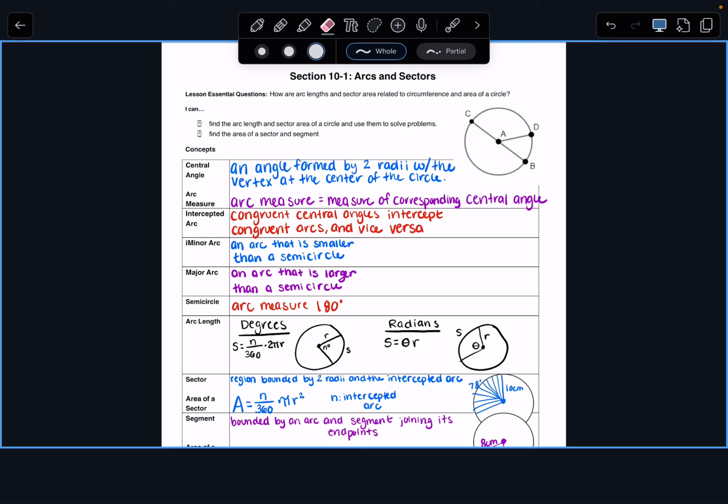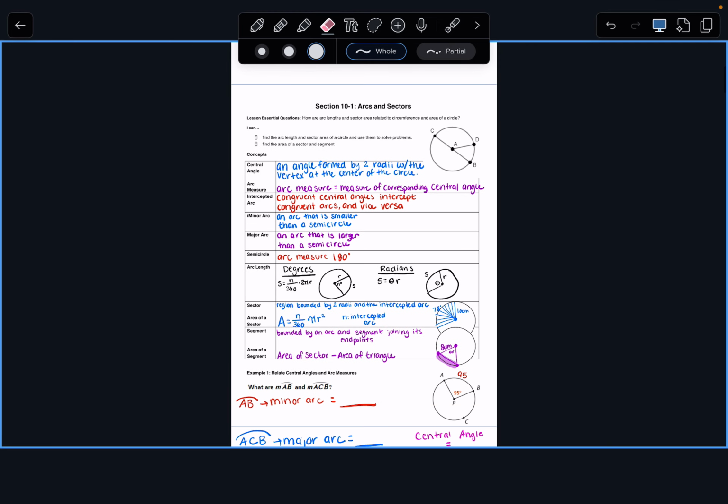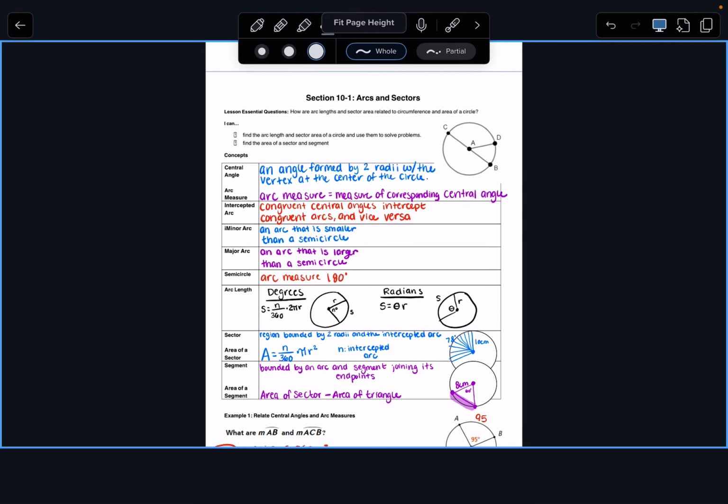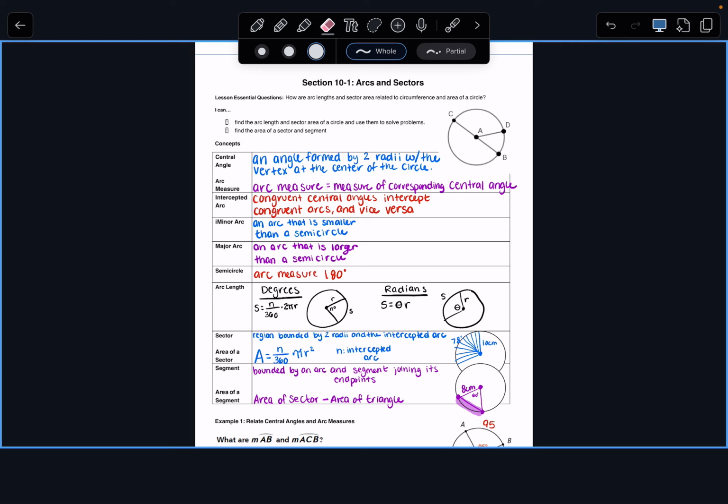This is a tough topic, and the first lesson, look at how much vocab we have, holy moly. It's going to be a lot today and tomorrow, but I trust you guys to try your best.